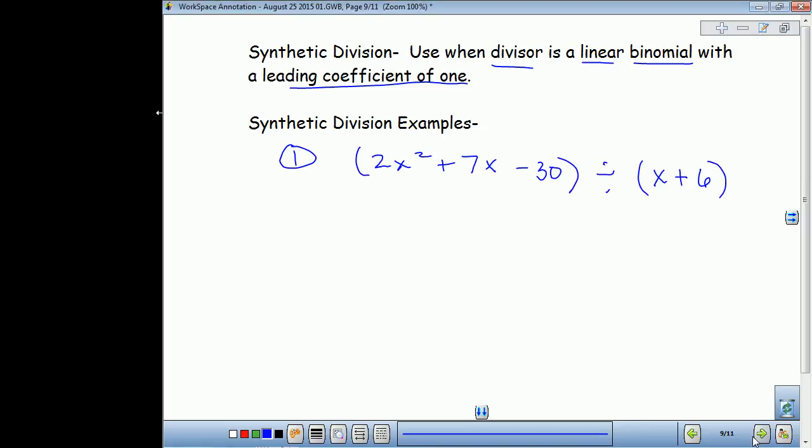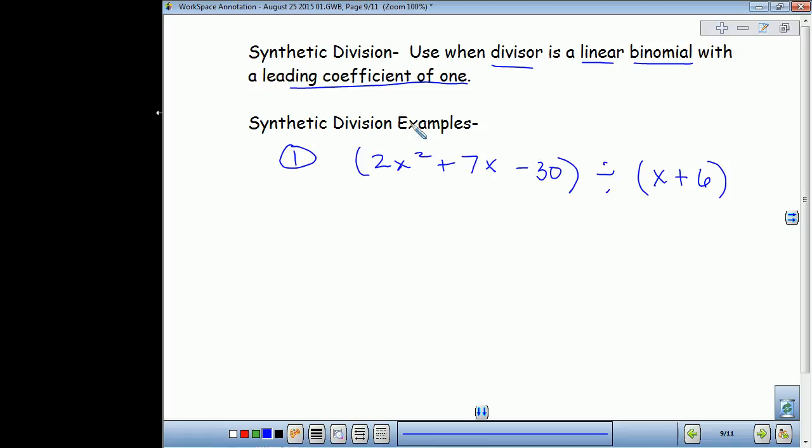Okay. Now let's go into synthetic division. I've said every time for long division, we have to do this anytime our divisor is not a linear binomial with leading coefficient of 1. But what happens when we get lucky and our divisor is a linear binomial with a leading coefficient of 1? So now we're going to do that first problem again, but this time we're going to use synthetic division.